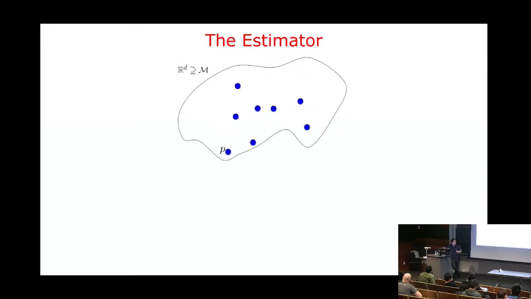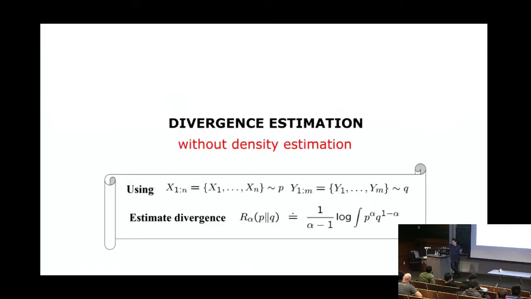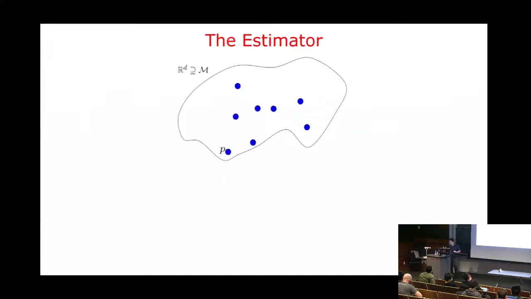So here you have some sample points from P, some other sample points from Q, and I want to estimate this quantity, integral P to the alpha Q to the 1 minus alpha. This is what we do. We will use k nearest neighbor distance estimators.